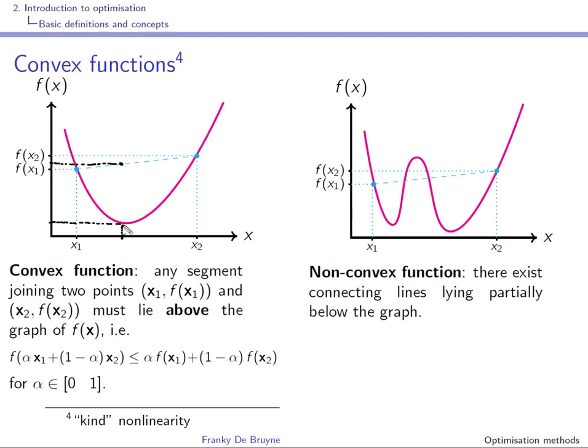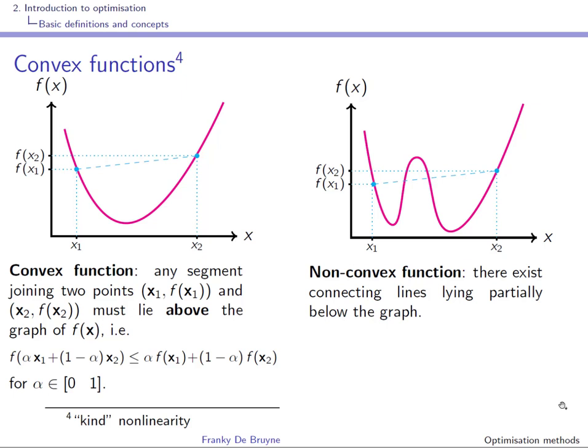So for the function to be convex, the image of any convex combination of x1 and x2 must be smaller or equal than the corresponding convex combination of the images. So in practice, this means that any segment joining 2 points on the graph of the function f of x must lie above the graph of f of x, and this is clearly the case with this function. So this function is a convex function.